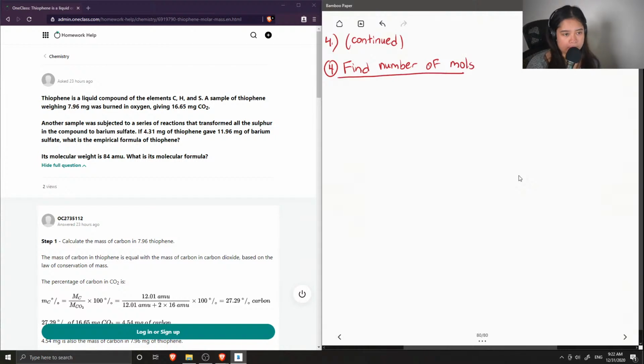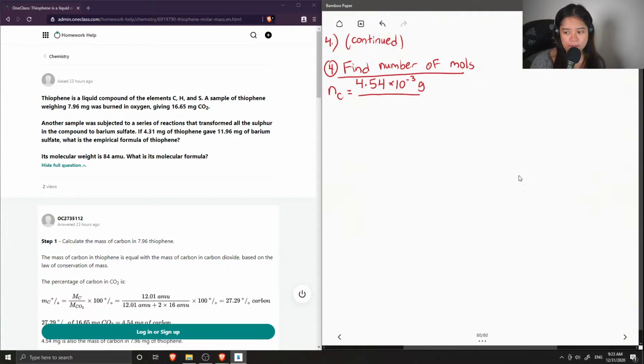So let's do carbon first. The mass of carbon was 4.54 milligrams. But when I want to calculate for number of moles, I'm going to convert my milligrams to grams. So to do that, we just divide by 1,000 or multiply by 10 to the negative 3. So this is the value in grams.